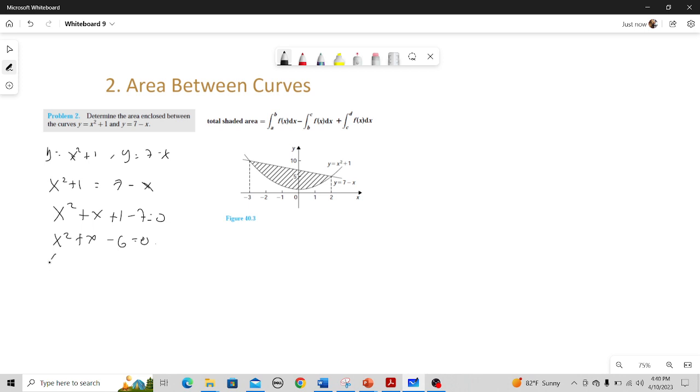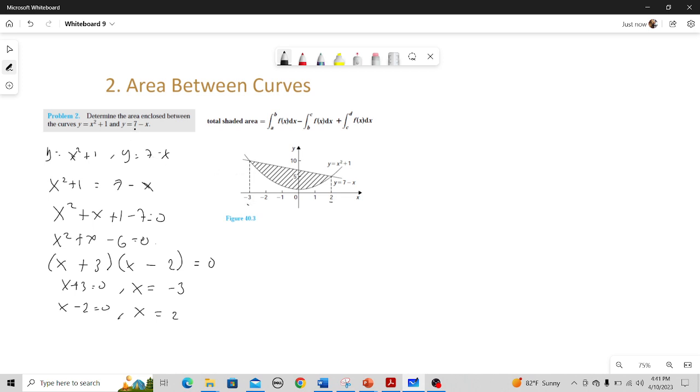By factoring this one, you have x and x. For 6 you have 3 and 2, and since this middle term is positive, the bigger one, 3, is positive and the other one is negative. So that means you have x plus 3 equals 0, and x minus 2 equals 0. The first value of x is negative 3, and the second value of x is positive 2. So you have two values: negative 3 and positive 2.